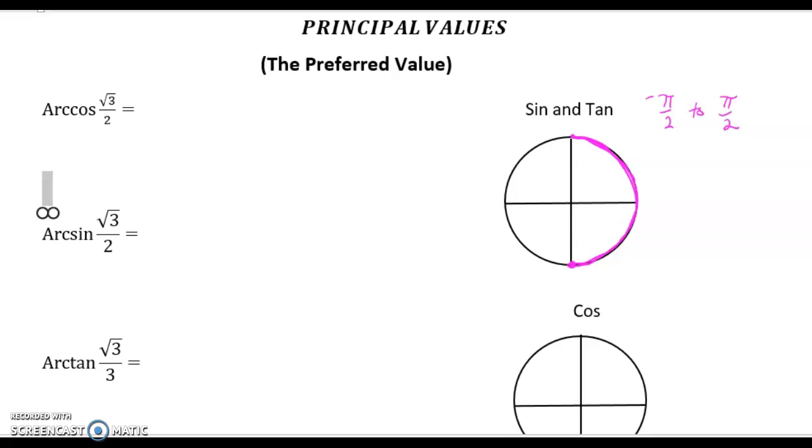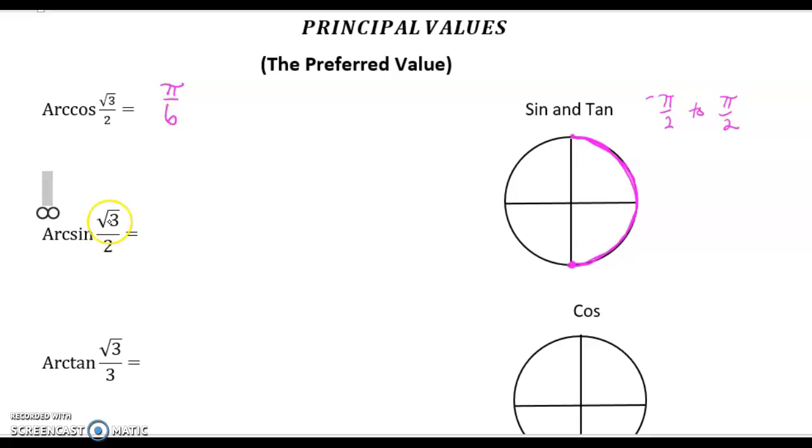Now up above we had two answers. When we get down here, we will only have one answer. All right, arc cosine, square root of 3 over 2. What angle has a cosine value of square root of 3 over 2 that is within this? That would be pi over 6, my bad.